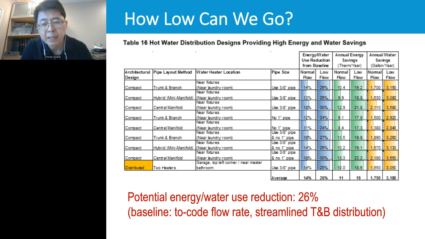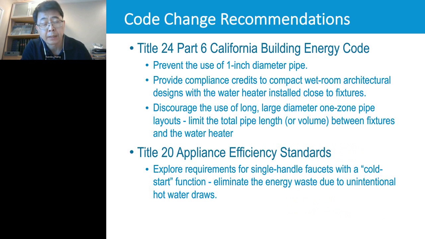Based on that, we provide some recommendations regarding Title 24 building standard improvement. For example, recommending not using wench pipe, providing compliance credit for compact wet room size, and discouraging the use of long, large diameter one zone pipe layout. For Title 24, we also recommend exploring the requirement for single handle faucet with a cold start function.